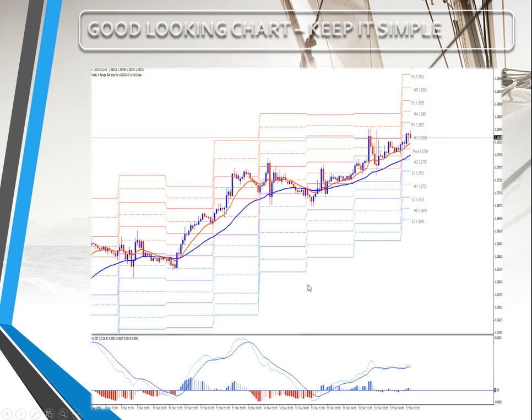On the contrary, you have a good looking chart. You need to always keep it simple. Few moving averages, one or two oscillators, a pivot point. It's enough, guys. If you know what to do, this will be enough.